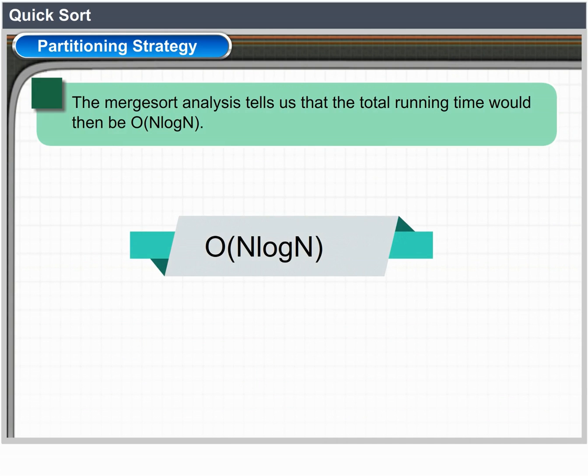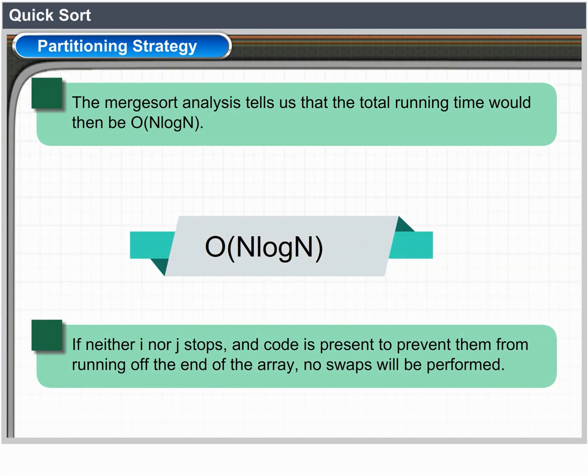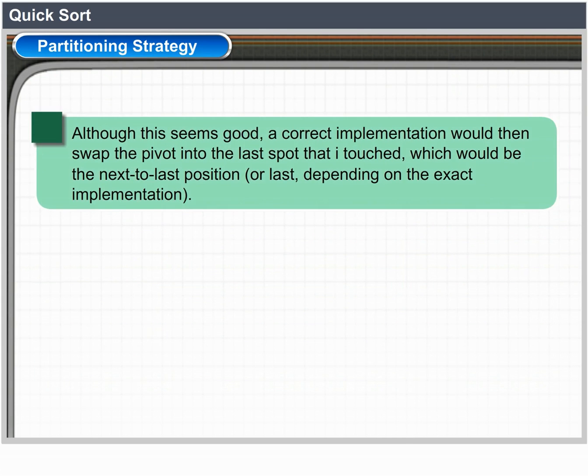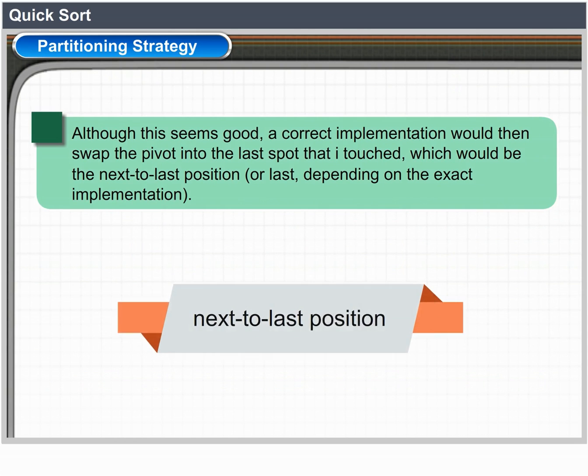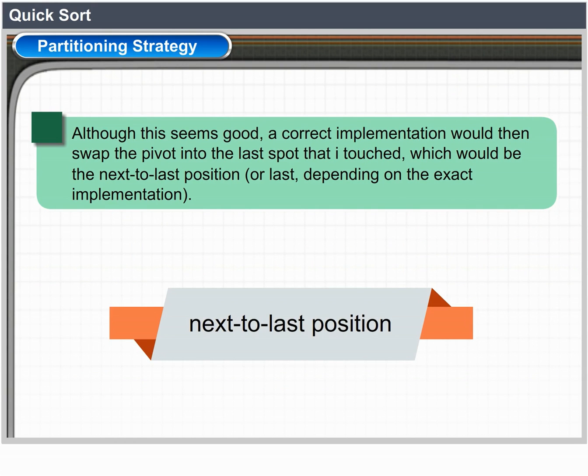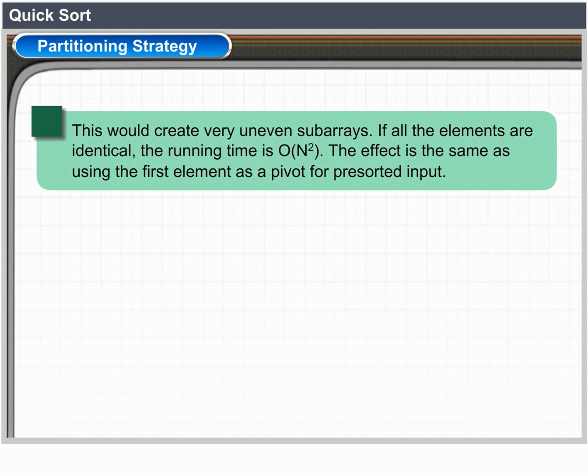If neither I nor J stops, and code is present to prevent them from running off the end of the array, no swaps will be performed. Although this seems good, a correct implementation would then swap the pivot into the last spot that I touched, which would be the next to last position, or last, depending on the exact implementation. This would create very uneven subarrays. If all the elements are identical, the running time is big O of n squared. The effect is the same as using the first element as a pivot for pre-sorted input.